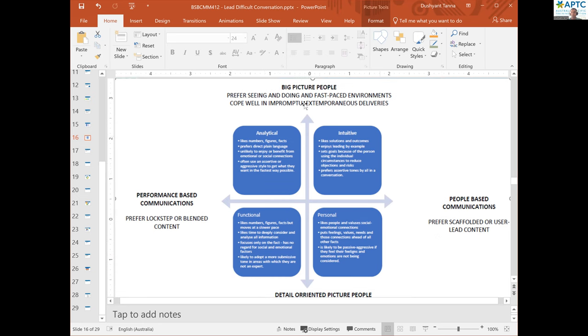Yeah, so if you look at that one, this is big picture people, who prefer doing and everything. So analytical is doing and everything, and also performance based. Performance based and detail oriented is functional. People based and detail oriented is personal, right? Prefers seeing, doing, and people-based communication is intuitive. Yeah, it's a crossover thing.